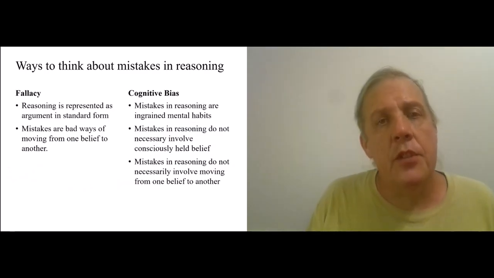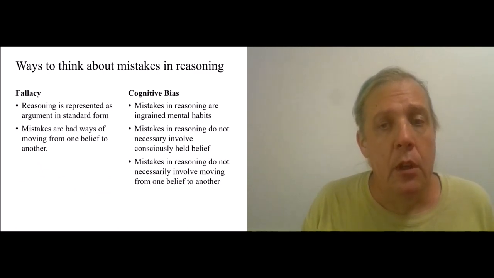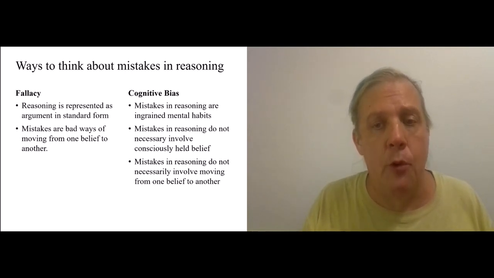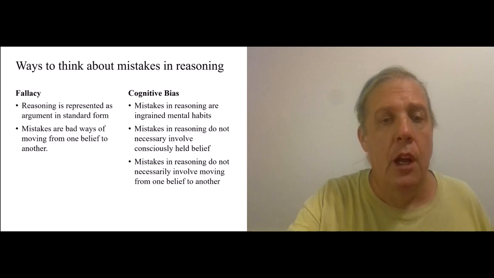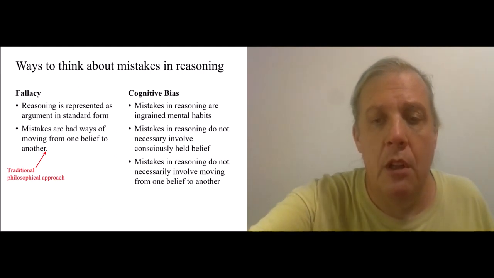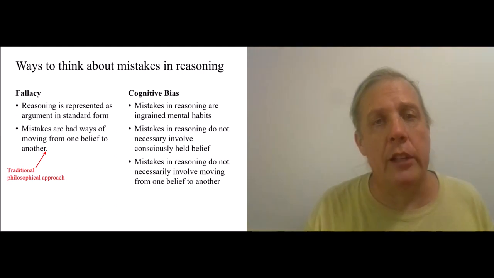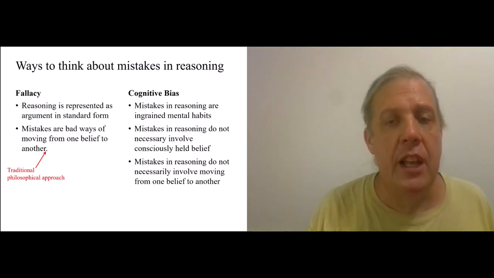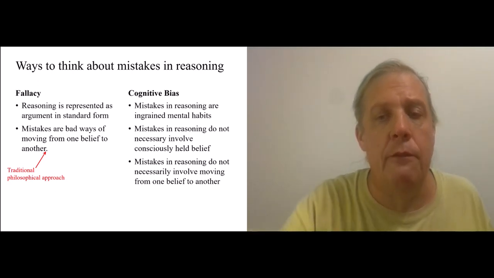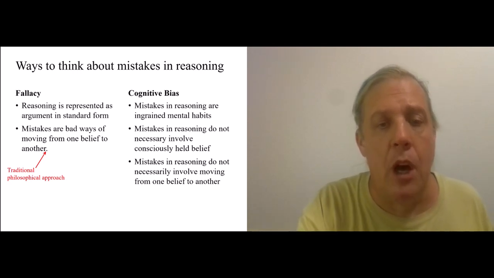Okay, so this gives us two ways to think about mistakes in reasoning. One way to think about them is the old fallacy way, and that's to think of reasoning as something represented in arguments that can be written in standard form. Mistakes are bad inferences, bad ways of moving from one belief to another, and this is the traditional philosophical approach. The other way to think about mistakes in reasoning is to think about them as cognitive biases. On this conception, mistakes in reasoning are ingrained mental habits. Mistakes in reasoning do not necessarily involve conscious belief. Mistakes in reasoning do not necessarily involve moving from one belief to another. This is the modern psychological approach.